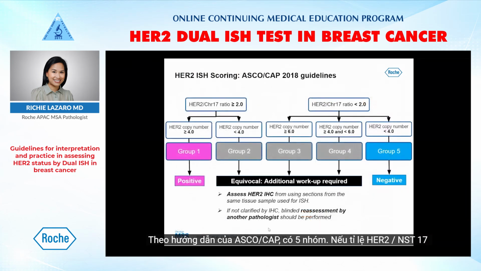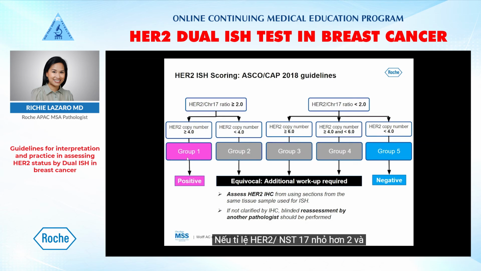As per ASCO-CAP guidelines, there are 5-ish groupings. If the ratio of HER2 to chromosome 17 is more than or equal to 2, and the average HER2 copy number per cell is more than or equal to 4.0, this is group 1, HER2 positive.